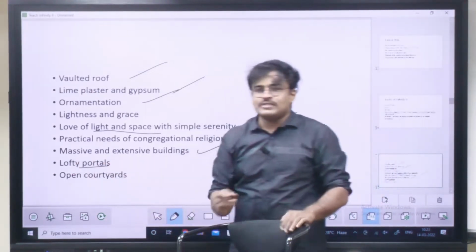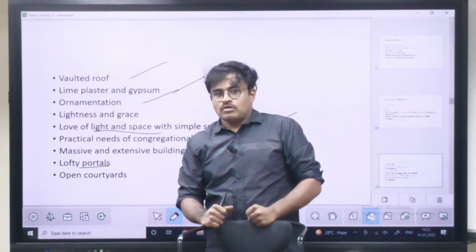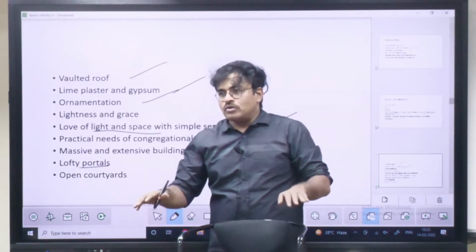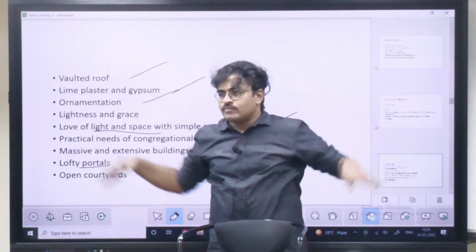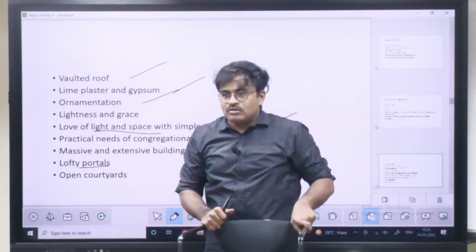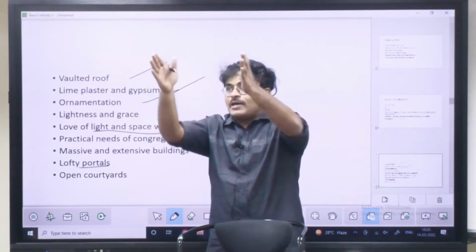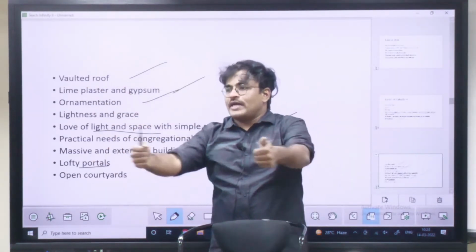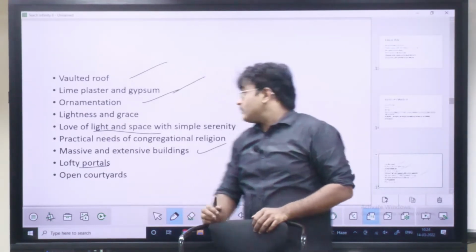Lofty portal means, what is the meaning of a portal? Any open space is known as a portal. Usually most of the buildings are constructed on huge rectangular bases. You might have seen the Taj Mahal, at least in images. There you see the Taj Mahal placed inside a big rectangular stage, and the stage is known as a portal. Lofty means big portals.